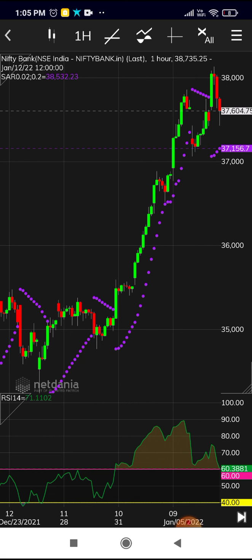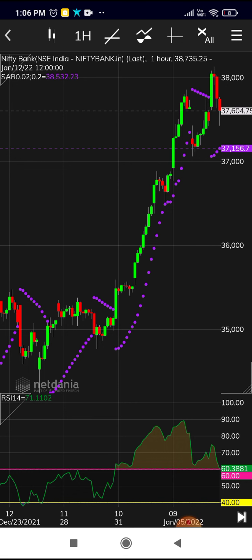Now let me explain the rules first. This is an hourly chart of Bank Nifty. You can use it and test it on any other script or index. You can try it on Nifty, or on Reliance, or any other scripts of your choice. You can try and backtest and see whether it works or not. I'm explaining it for Bank Nifty.